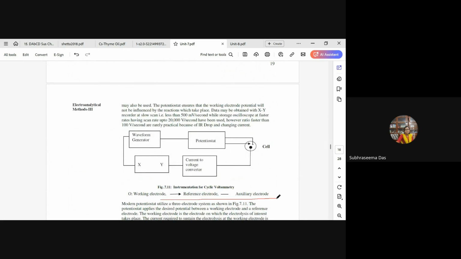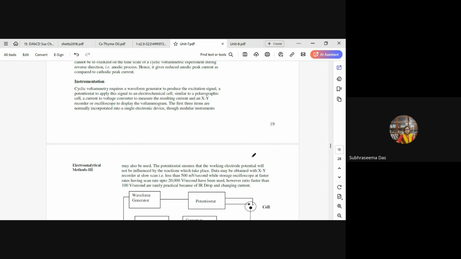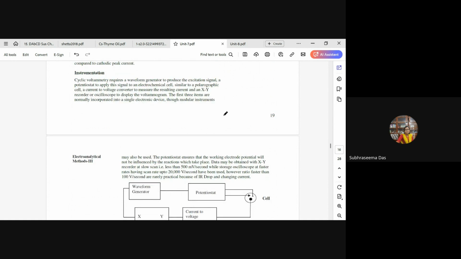Here in figure 7.11, a simple diagrammatic representation of the cyclic voltammetry instrumentation has been shown. First, CV requires a waveform generator to produce the excitation signal, and a potentiostat to apply this signal to an electrochemical cell similar to a polarographic cell, a current to voltage converter to measure the resulting current, and an XY recorder or an oscilloscope to display the voltammogram. The first three items are normally integrated into a single electronic device.